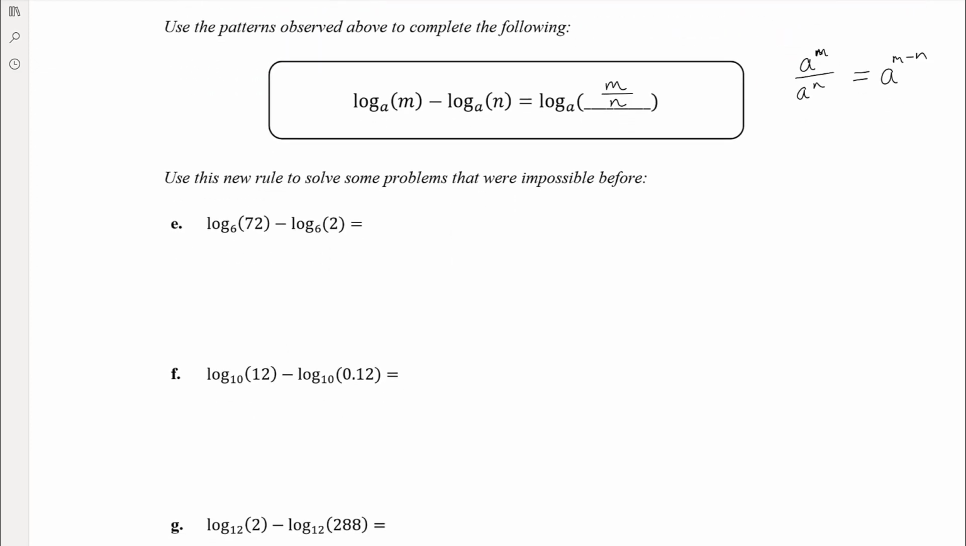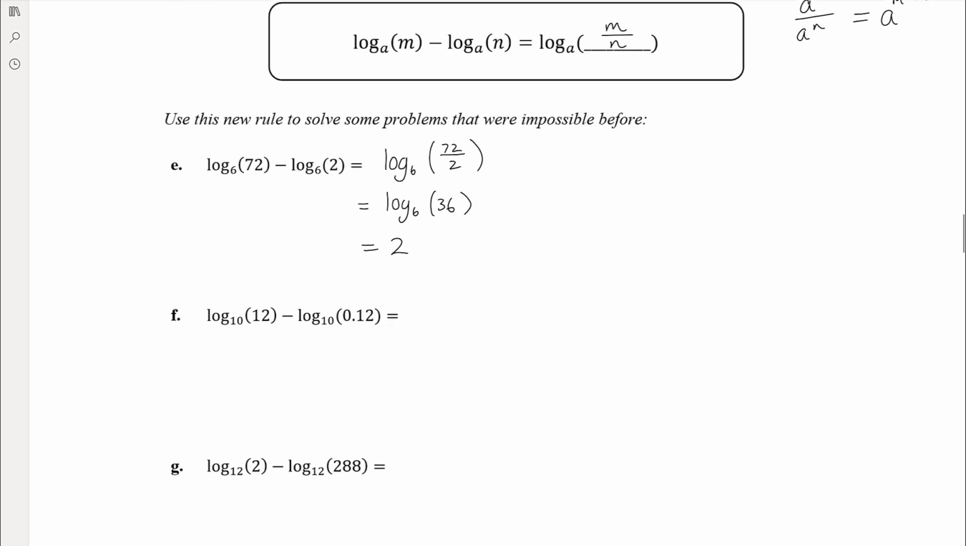So log base 6 of 72 minus log base 6 of 2. We can't work either of those out separately, but we can combine them together because we have the same base. So this is log base 6 of 72 divided by 2. So this is log base 6 of 36, and we know that log base 6 of 36 is 2, because 6 to the power of 2 is 36.